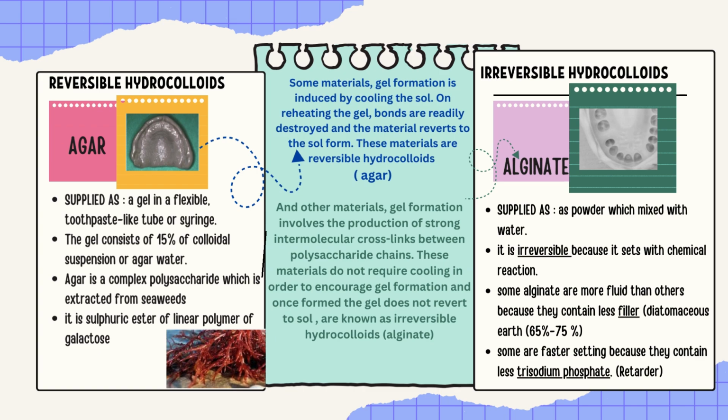Firstly, agar is a reversible material, as gel formation is induced by cooling the sol. On reheating the gel, bonds are readily destroyed and the material reverts to the sol form. These materials are reversible hydrocolloids, that is agar in dentistry. And secondly, the other materials: gel formation involves the production of strong intermolecular cross-links between polysaccharide chains. These materials do not require cooling in order to encourage gel formation, and once formed the gel does not revert to sol. They are known as irreversible hydrocolloids, named alginate.